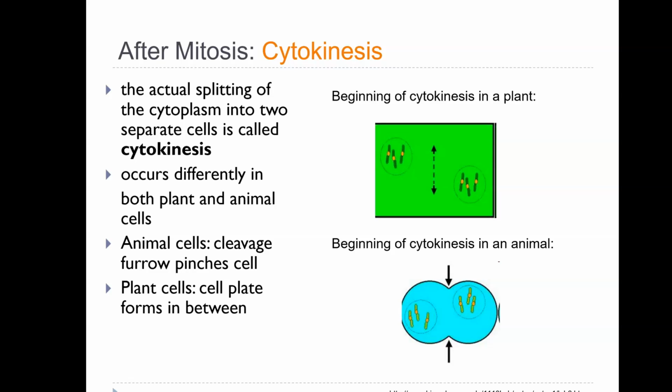interphase again. So after mitosis, cytokinesis, the actual splitting of the cytoplasm into two separate cells, is what this is called. It occurs differently in both plant and animal cells. In an animal cell, a cleavage furrow pinches the cell. Okay, this is the cleavage furrow. And then in a plant cell, there is a cell plate. This is the cell plate that basically forms between the new cells, the daughter cells. And then after cytokinesis, these new daughter cells will start the interphase process again.